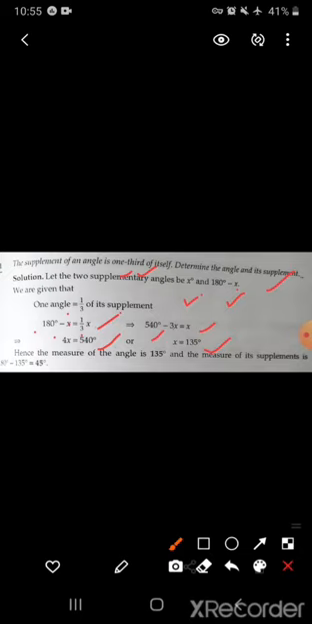Here first of all, what you do is multiply this whole LHS with 3. It will look like this: 540 minus 3x. x remains there on the right hand side. Now transpose 3x towards the x. It is in negative sign. When it transposes, it becomes positive. So 3x plus x becomes 4x here. Now 4x is equal to 540 degrees. When we divide 540 by 4, on division we get the value of x as 135 degrees.